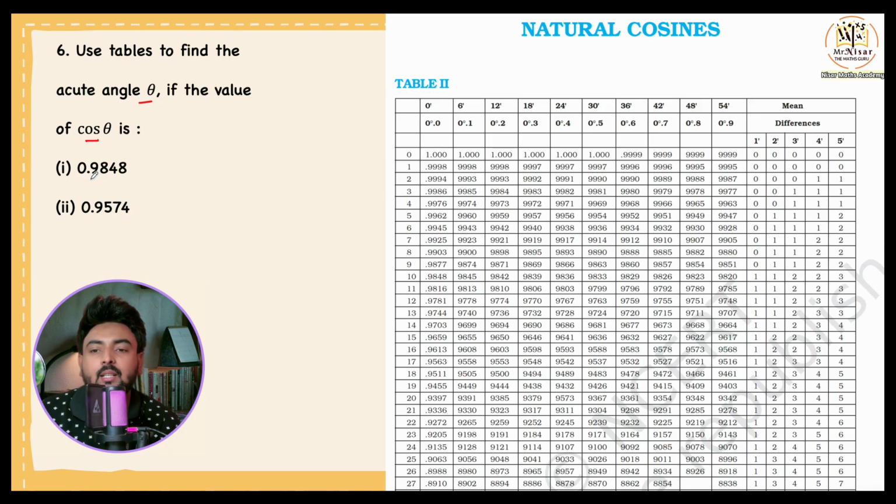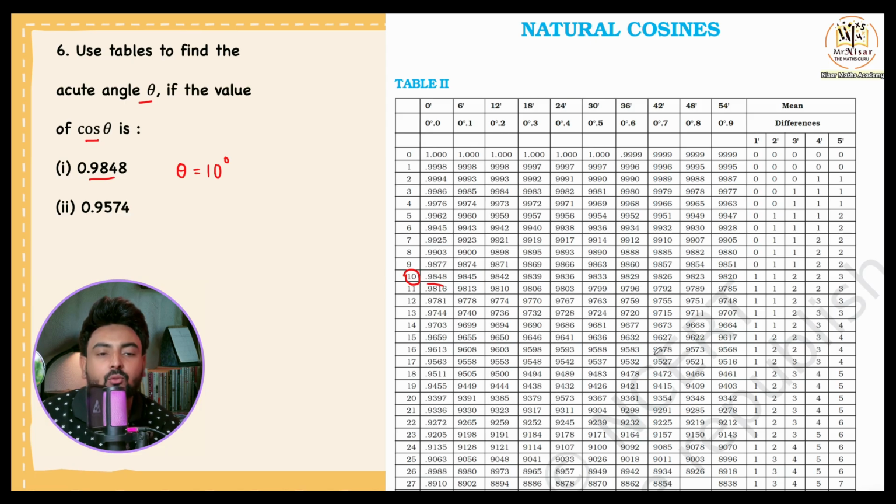Okay, so here it is 9848. Do we have 9848 directly in this table? Yes, you can see here we have this 9848 directly. So what is the value of theta here in terms of degrees? Here I can say that the value of theta will be 10 degrees and 0 minutes, so no need to write that. Then next we have 9574. Yeah, it is 9578 and 9573.